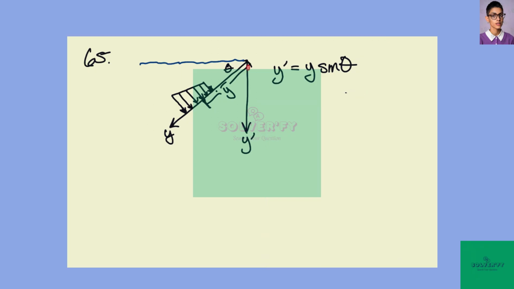So generally y prime equals y sine of theta, where theta is the angle that the bottom makes with the water level. And then we know that the pressure is the specific weight, or the density times gravity times y prime, and we substitute in, and so we get that the pressure is the specific weight times y sine of theta.